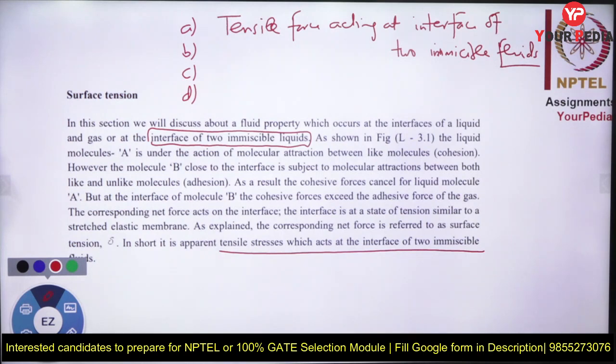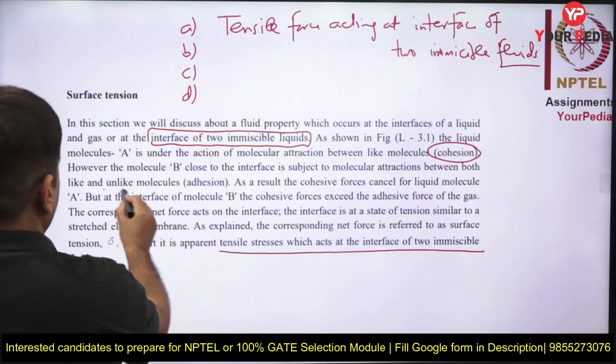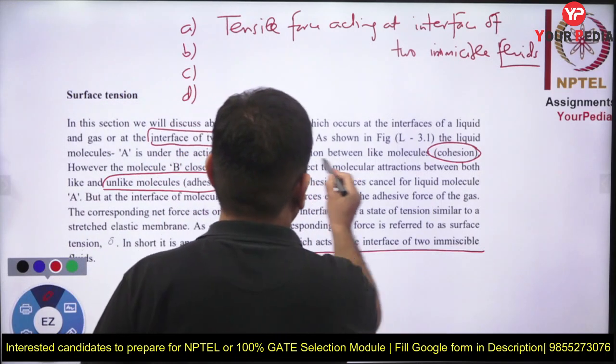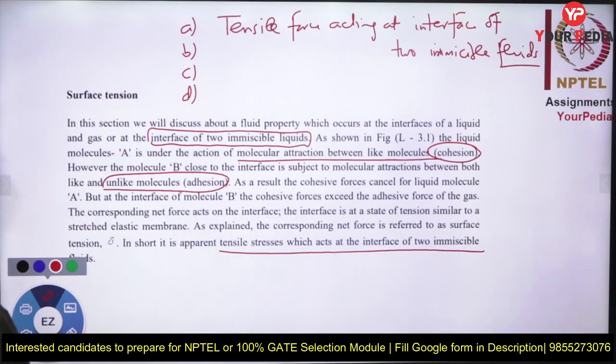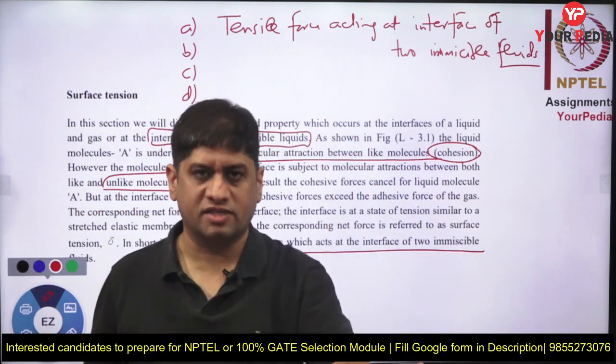Also, you should know that molecular attraction between like molecules is cohesion, and attraction between dissimilar, unlike molecules is adhesion. Whenever there is an attraction of like molecules, it is called cohesion, and whenever there is an attraction of unlike molecules, like liquid and gas, liquid and solid, it is called adhesion. It is the interplay between adhesion and cohesion, but surface tension, because it is a fluid property, is because of the cohesive force. So, eventually surface tension is a cohesion.